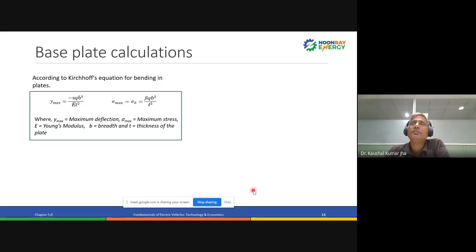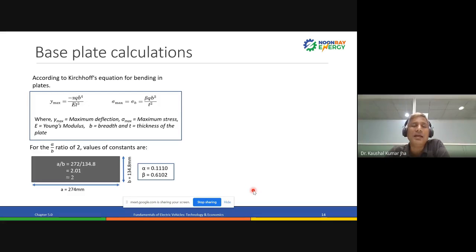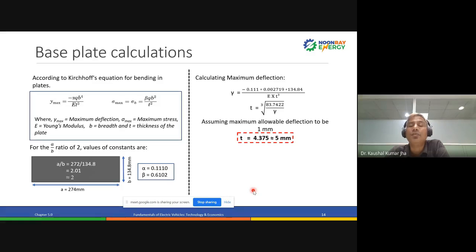Now, do I need to do all the derivation of the fundamentals of the equations? No. We'll use a design data book. From that, we'll put in all the aspect ratio, Poisson's ratio, and all the things. And then we'll find out what would be the thickness. Now, the thickness has come to 5 mm, or if I allow the base plate to deflect by 1 mm. But sometimes I can allow it to 2 mm or 3 mm.